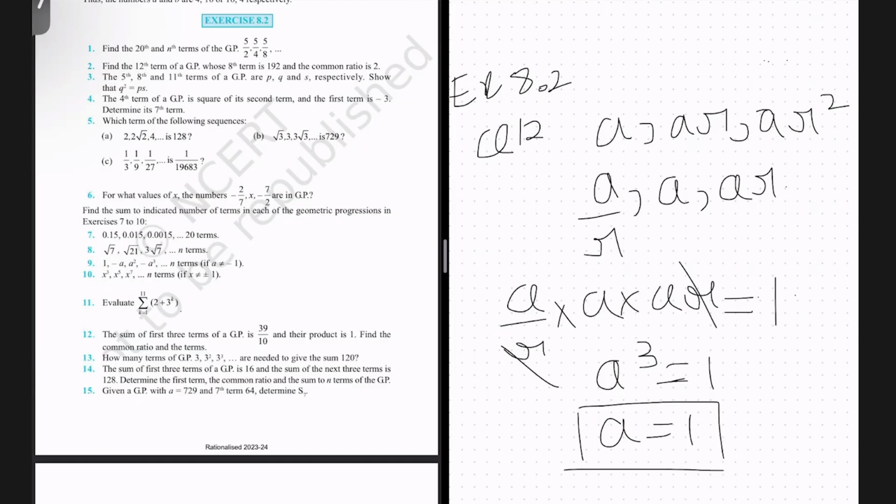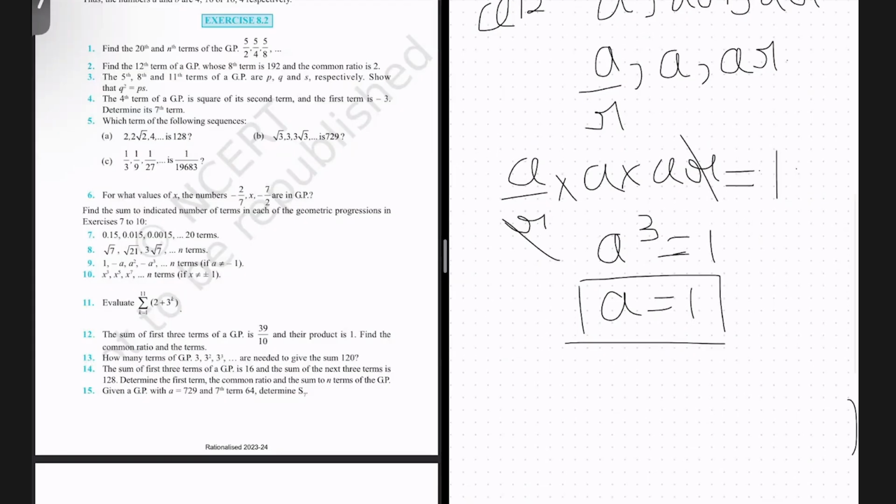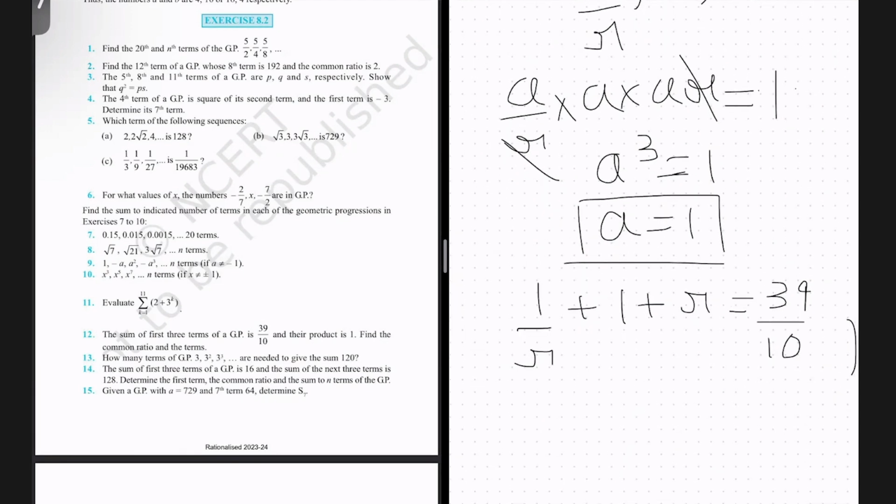So the second term of the GP in this case is going to be 1. Now I have been told that the first three terms add up to 39 by 10. So let us plug in the value of A as 1 in the first three terms, add them up and equate that to 39 by 10. So on the LHS, I would have 1 by R plus 1 plus R equals 39 by 10. Multiply both the LHS and RHS by R because we don't want R in the denominator.